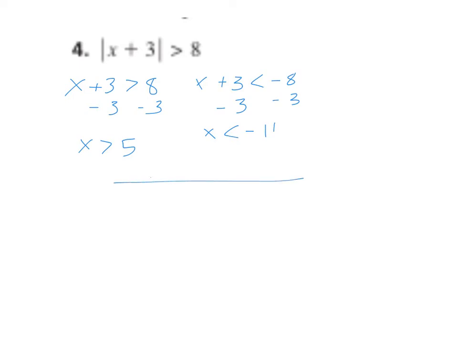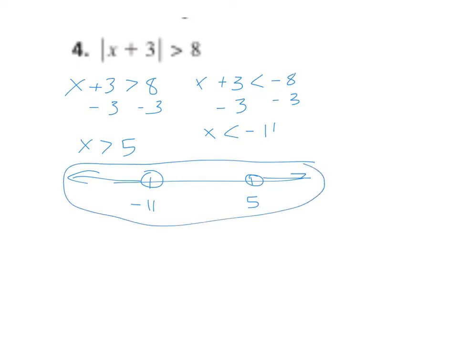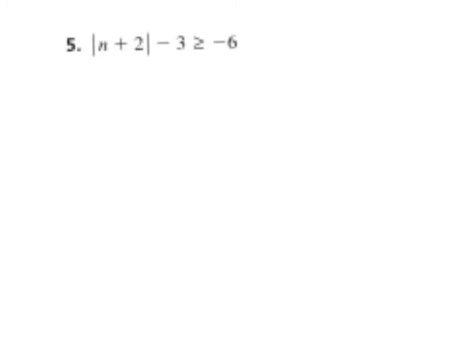If I'm going to graph this, I got my negative 11 here. Open circle going to the left. I got positive 5 here. Open circle going to the right. So here's my correct graph. And because it's an OR, we just have to put an OR in between there. And there's my correct compound inequality.